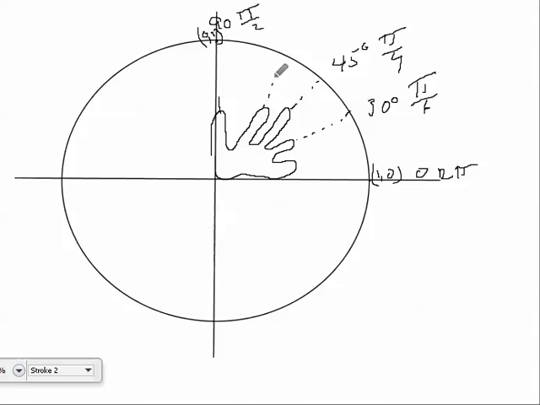And this one up here is pointing up here. This is at 60 degrees. That's actually pi over 3. So those are the points that are on there.